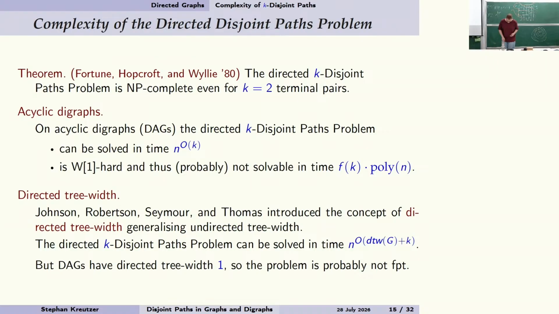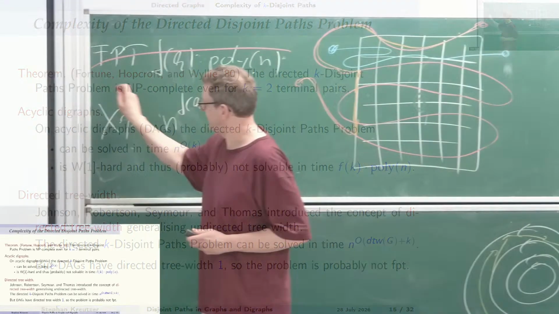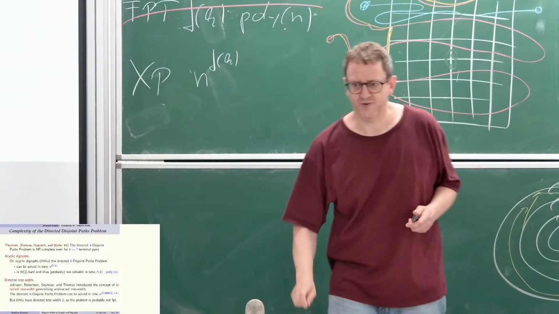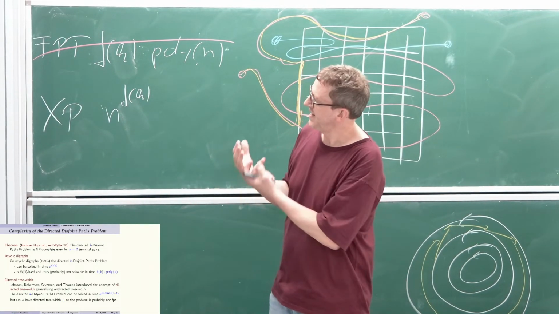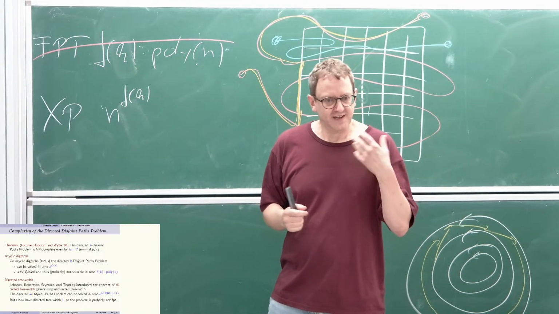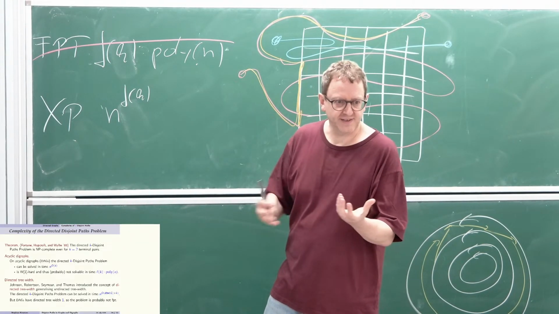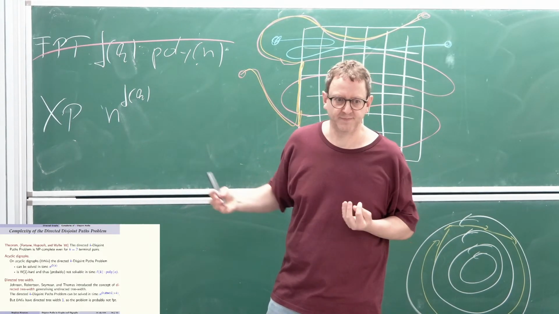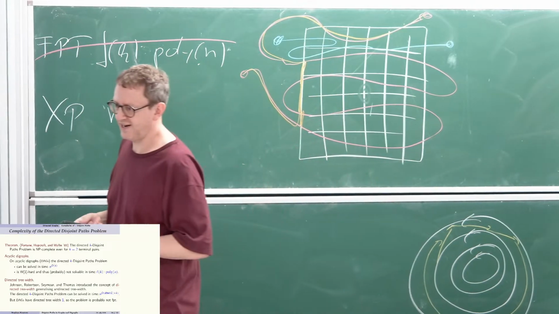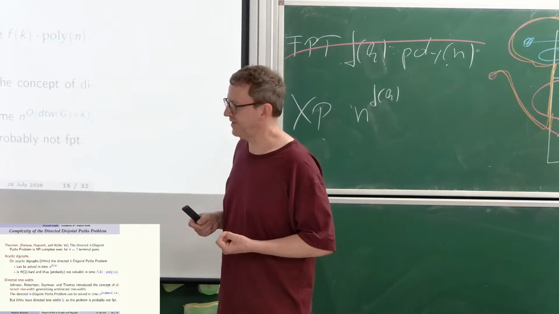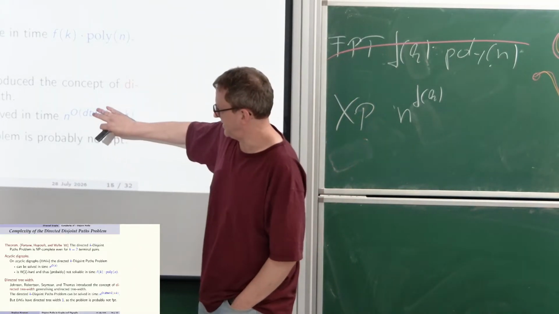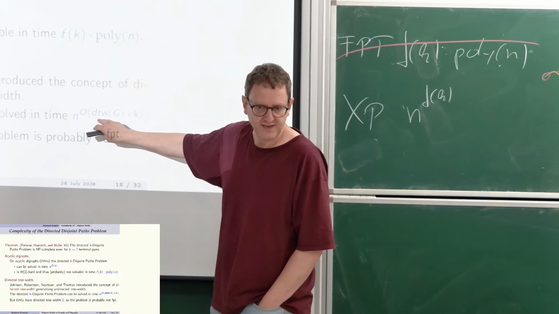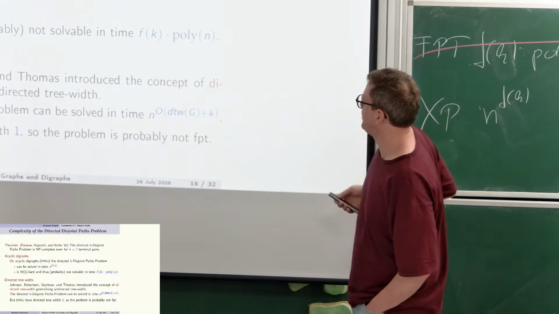But maybe let's not worry too much about FPT. So it goes. Let's just say what we're interested in is an algorithm like this. In other words, what I now want to find is, if I fix the number k of terminal pairs, do I then have a polynomial time algorithm? I don't really care about how this k goes into the polynomial, but for fixed k, it should be polynomial. And this exists if you bound the directed treewidth.